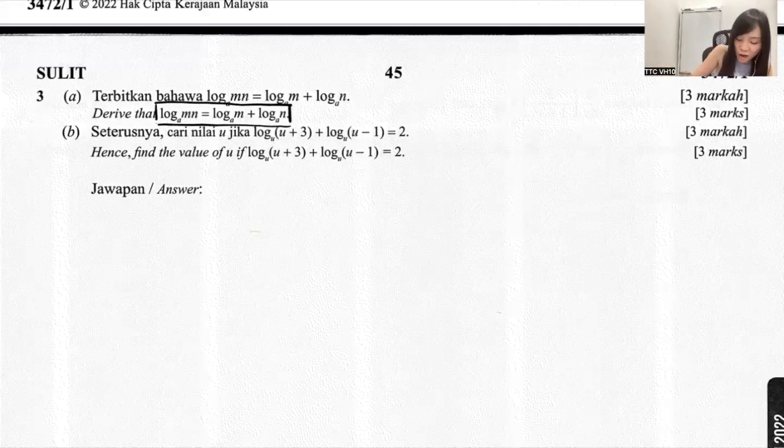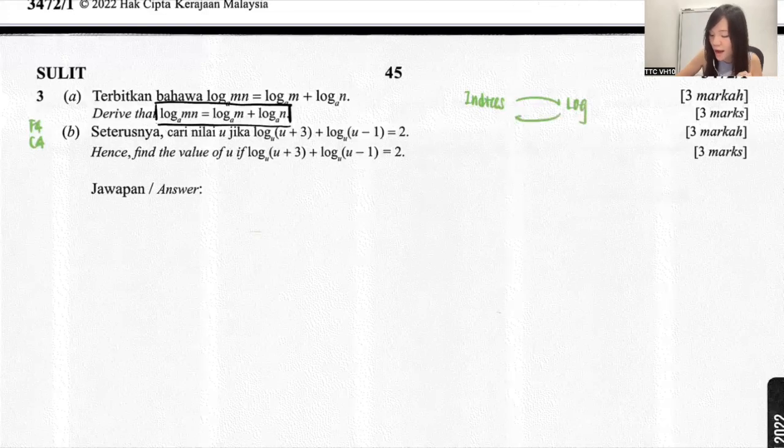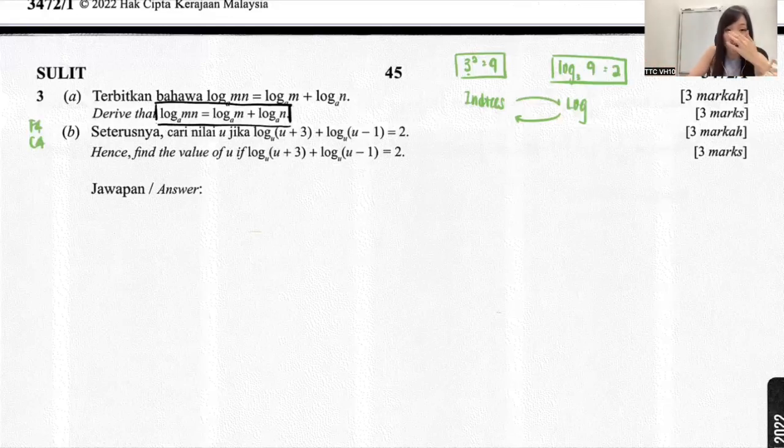Okay, so this one is under logarithm, isn't it? Form 4, chapter 4. Before I start to derive this, you need to know this basic. I need you to know how indices convert to logarithm or how logarithm converts to indices. I always tell my students 3 squared equals 9. Whenever it becomes logarithm, remember, the base 3 will become the base. The one with the power will move out from the gang, and then the 9 will move into the gang. This is always how they are converted. Got to remember this.